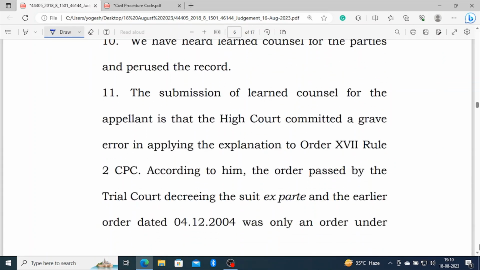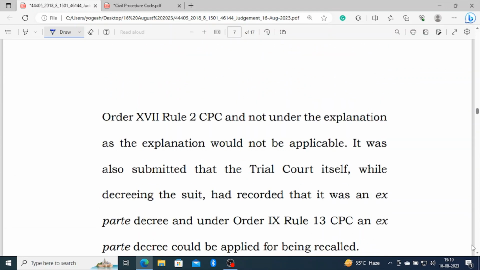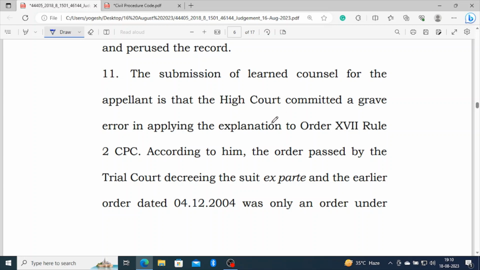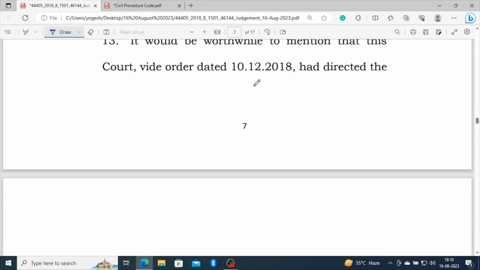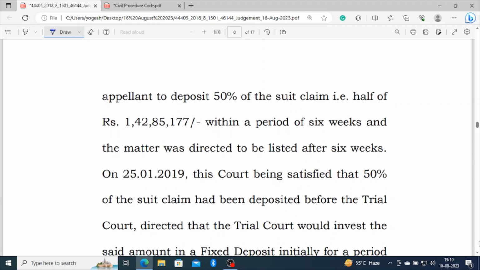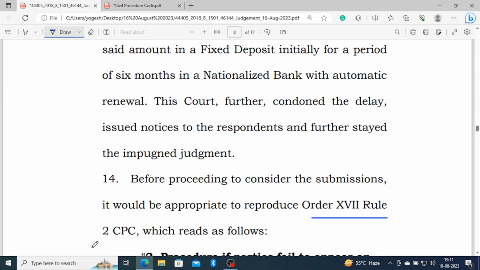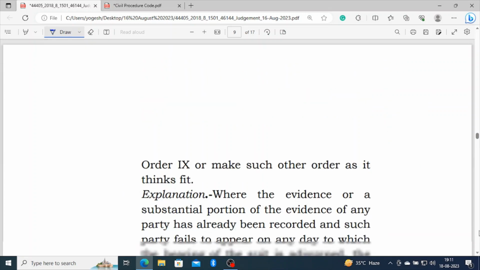Now, let's see how, after hearing the submissions, the court has analyzed it and made its observations. The court has said that the submission of the counsel for the appellant is that the High Court committed a grave error. These were the submissions there. The court has considered them, and the opposite parties have opposed it. The court has analyzed the sections. Order 17, Rule 2 CPC states as follows. This was the section they have reproduced here in their judgment.